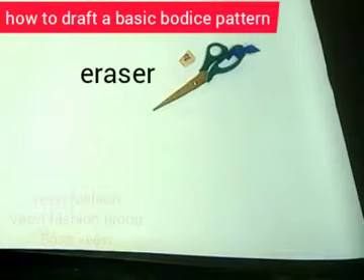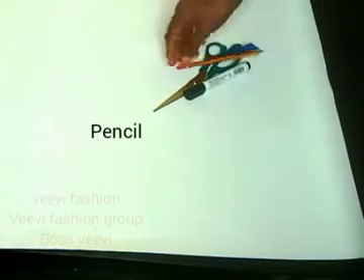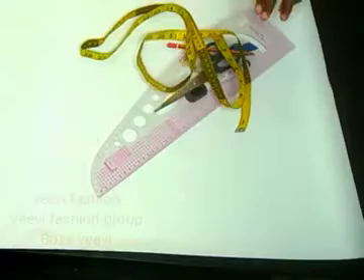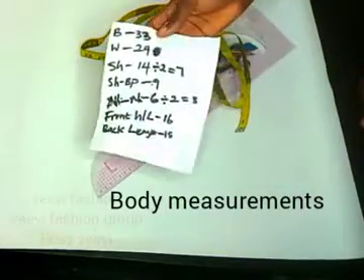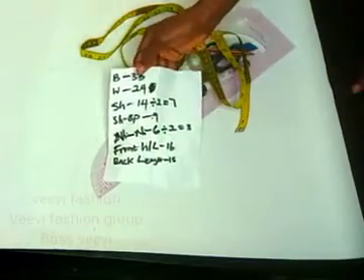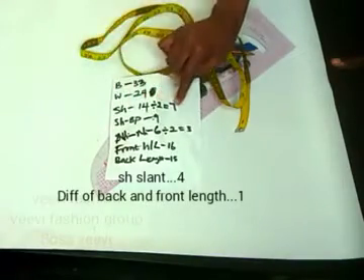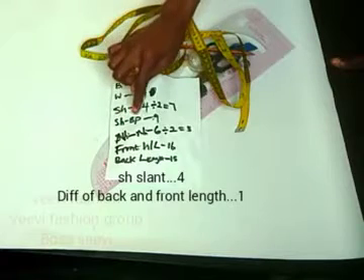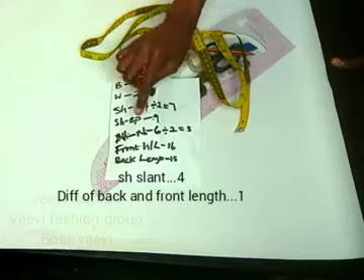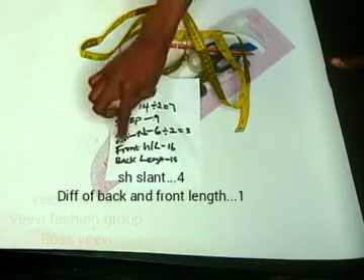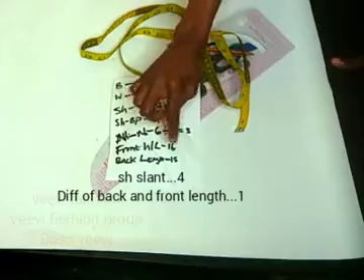So we are going to be drafting our basic bodice pattern, and here are the tools we need for our pattern making. Okay, so get them, they are very important. And also we need in our body measurements. For our body measurements, we need our bust, waist, shoulder to bust point, nipple to nipple, front half length, back half length, shoulder slant, and of course the difference of your back and front half length. Please take note of the places are divided and do your maths, very important.